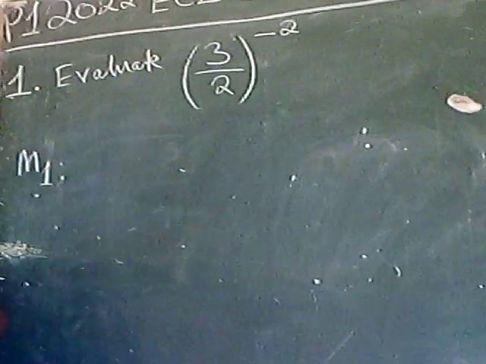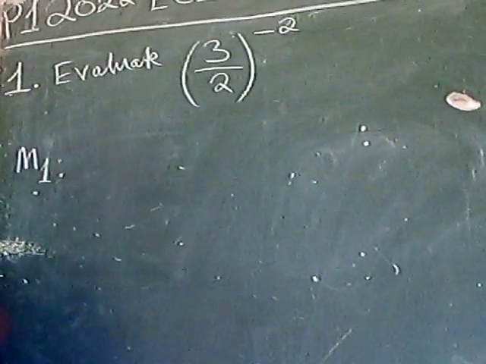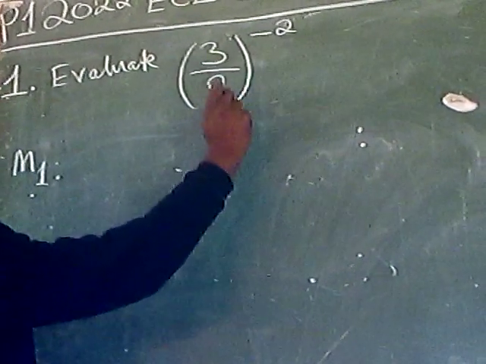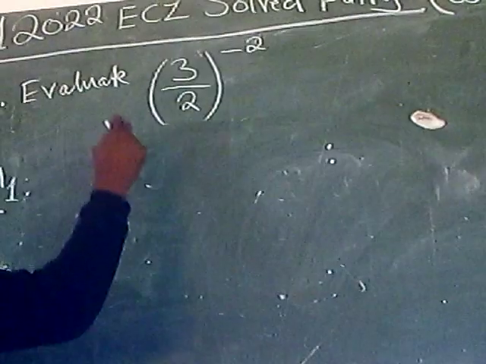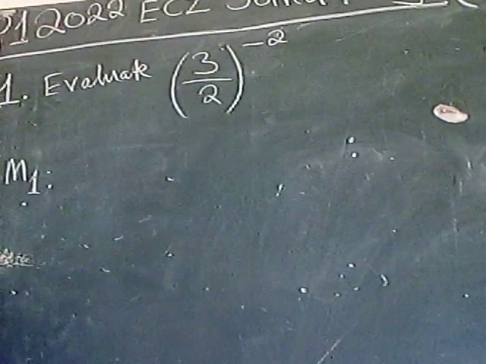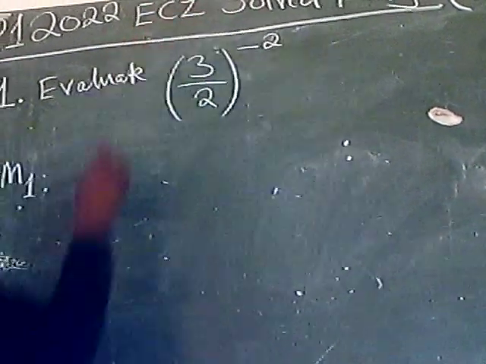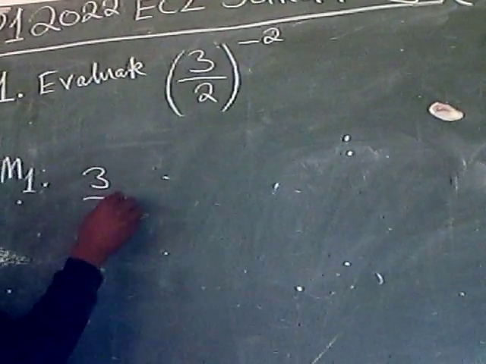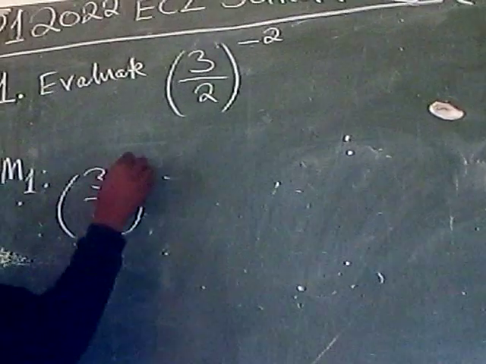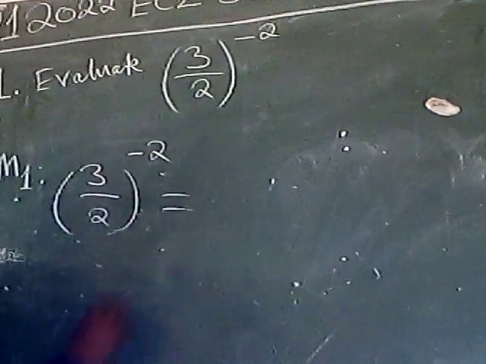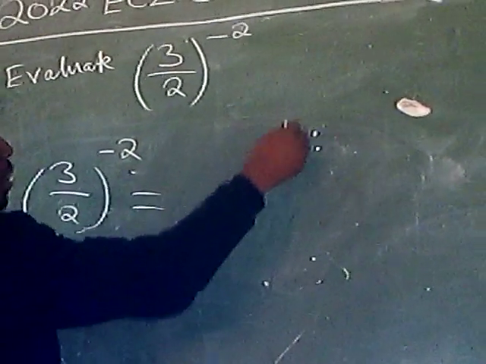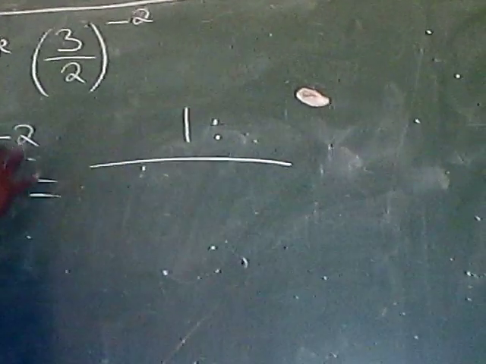So then how are you supposed to do this one? With the laws of indices, we see that this negative is in the power. So this negative is just the same as saying 1 over. Take note, this negative in the power can be written as follows. We have 3 over 2 to the power negative 2. This can be written as 1 over everything now.